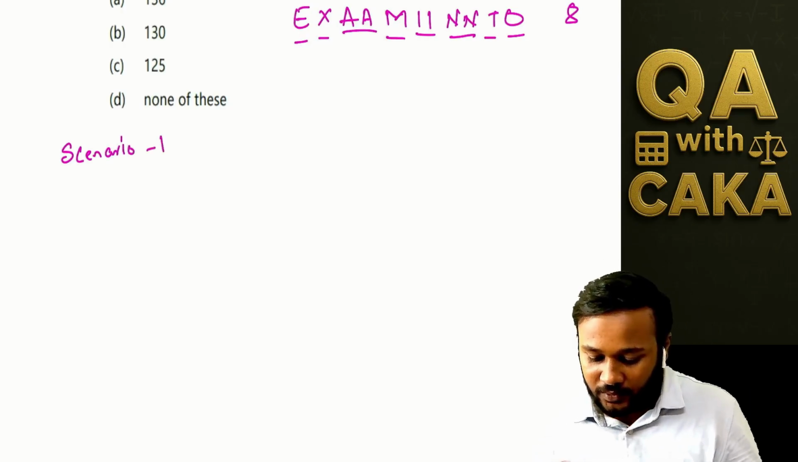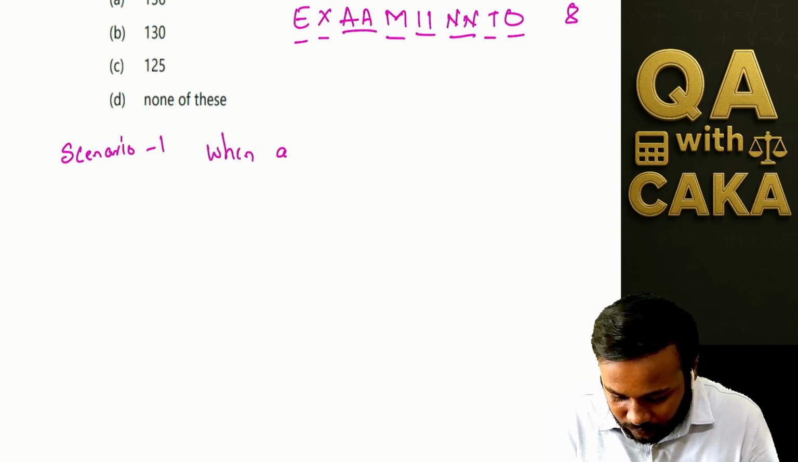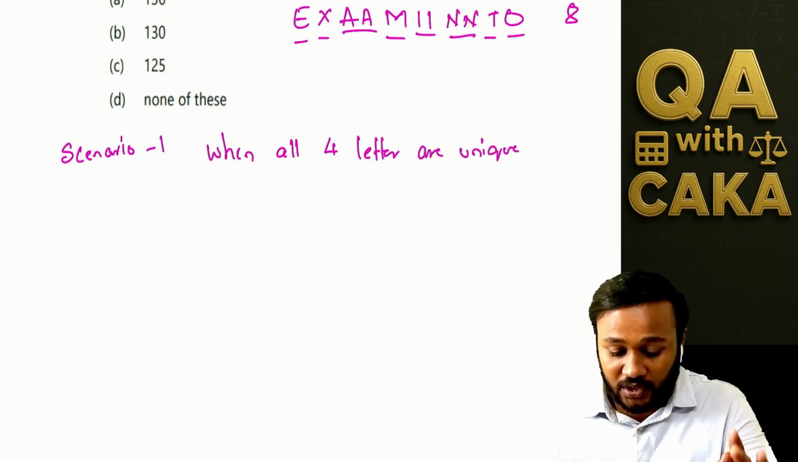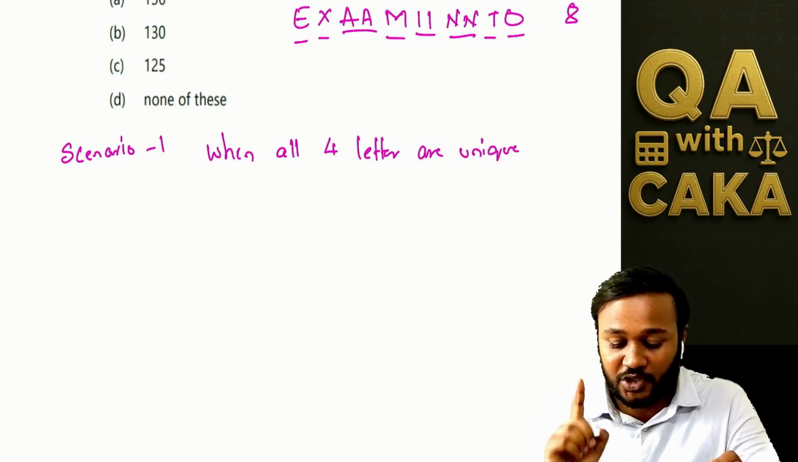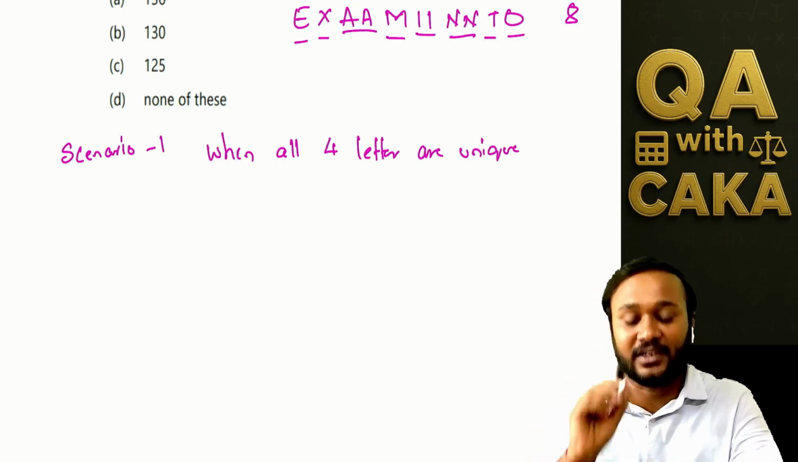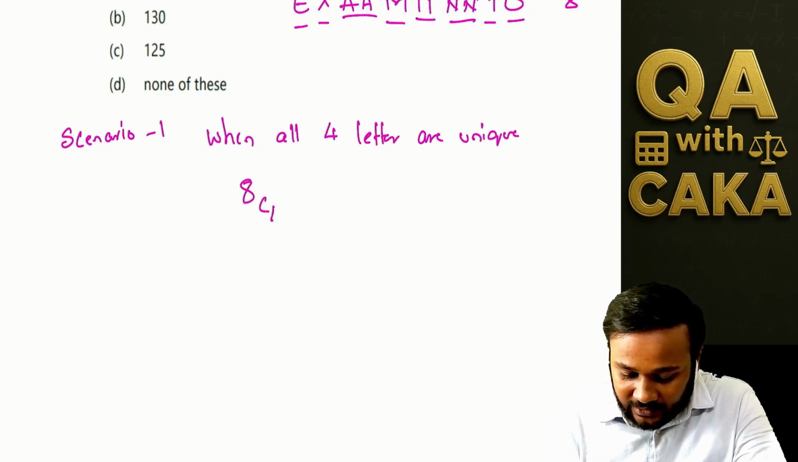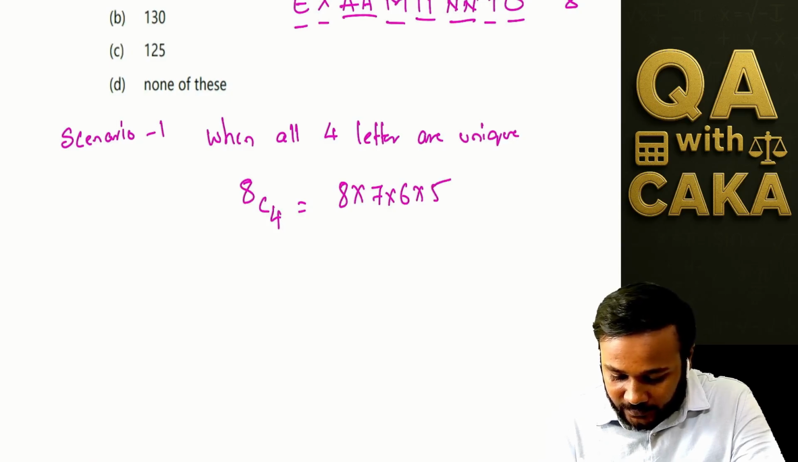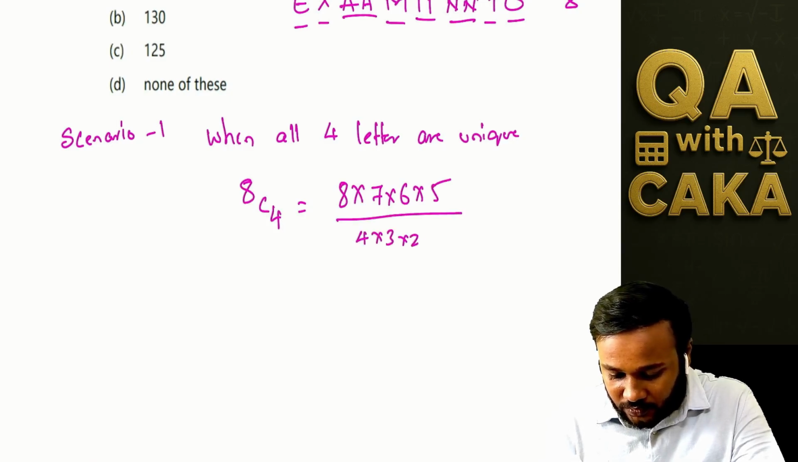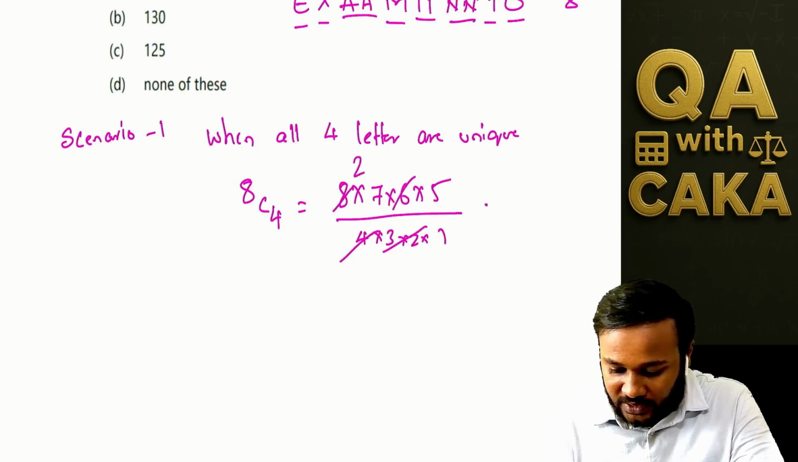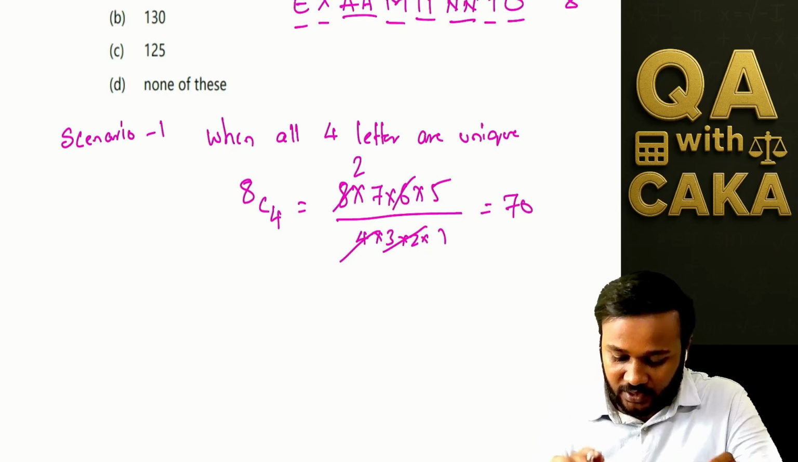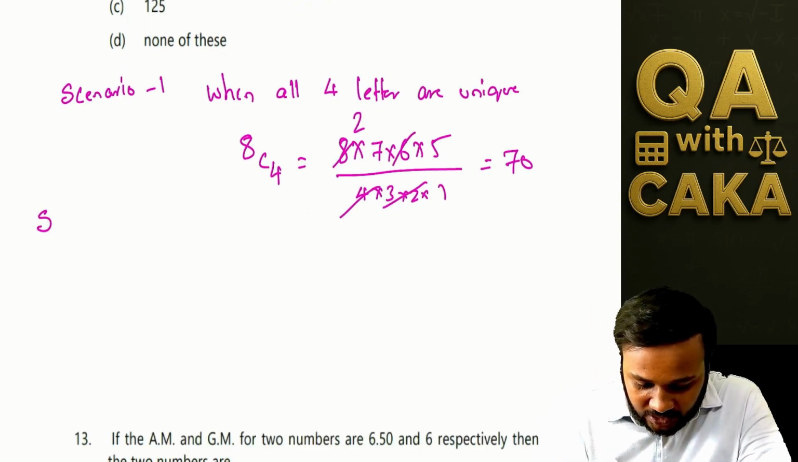Scenario 1, when all four letters are unique. So unique in the sense that A should be only one, I should be only one. In that case, there are only 8 letters, so straight away it will be 8C4. How to write 8C4? 8 into 7 into 6 into 5 over 4 into 3 into 2 into 1. 3 fours, 2 fives is 10. 10 into 7, so this is 70. So that is scenario 1. Now scenario 2.